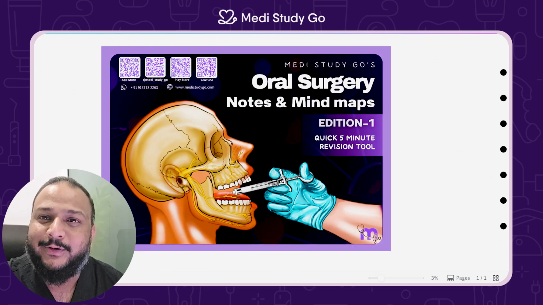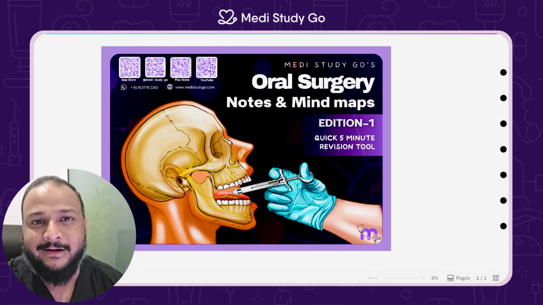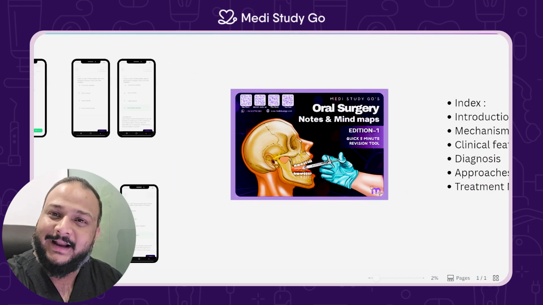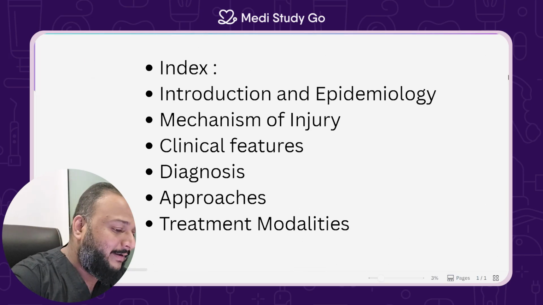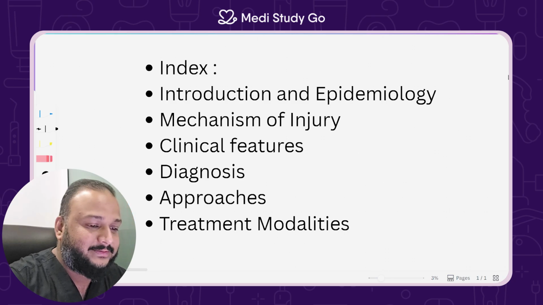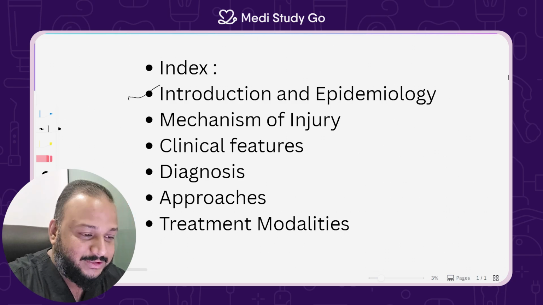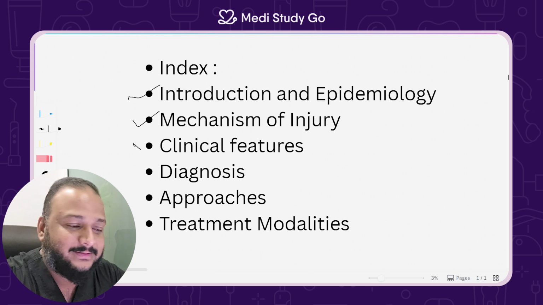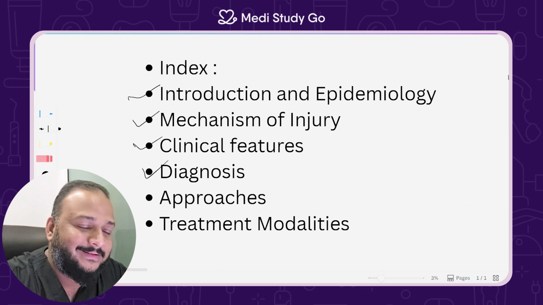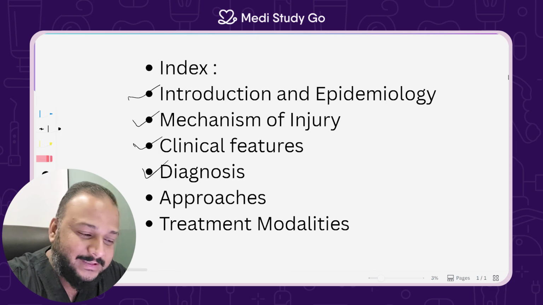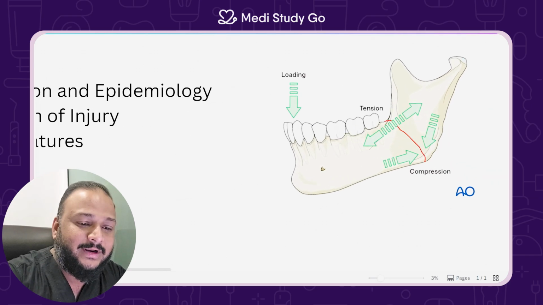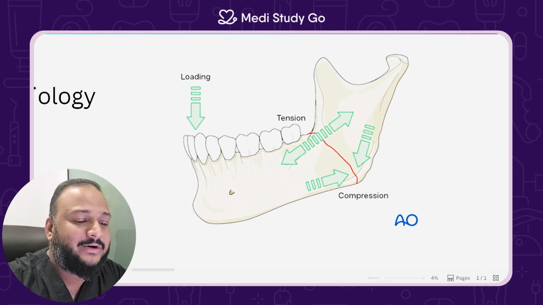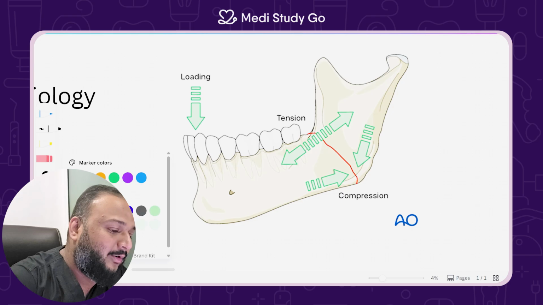The topic that we are going to cover today is mandibular angle fractures. So welcome to the oral surgical mind maps by Medi Study Go. What exactly are we going to cover in this particular topic? The topic comprises an index which consists of introduction and epidemiology, the mechanism of injury for angle fractures, all the clinical features for angle fractures, the diagnosis for angle fractures, various approaches for the angle fractures, and various treatment modalities. Alright, so let's start straight away with introduction and the mechanism of injury.